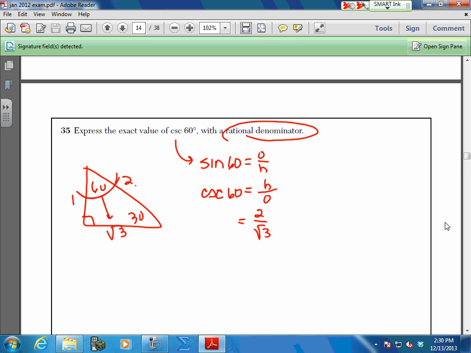Remember, this is your reference angle, 60. Now, don't leave this with this radical. Rationalize. Multiply the numerator and the denominator by radical 3. And this is the answer that they're looking for. Don't pick up your calculator on that one.